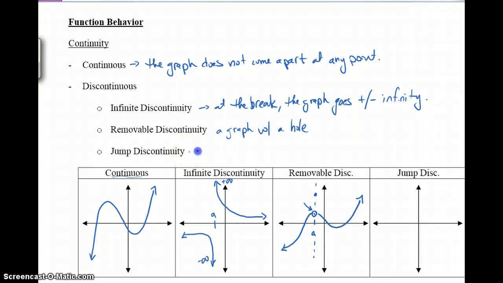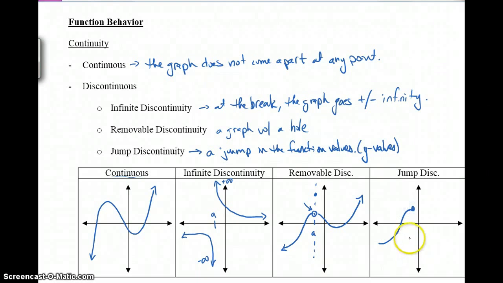Lastly, something called a jump discontinuity. It looks like two graphs, and as we're going along in our graph, there is a jump in the function values. Now when I say function values, I'm really talking about the y values. So my graph will come along and it will stop, and it will jump either up or down and start again.